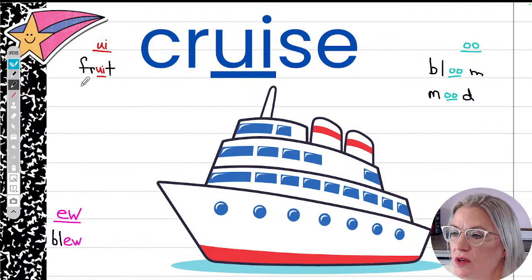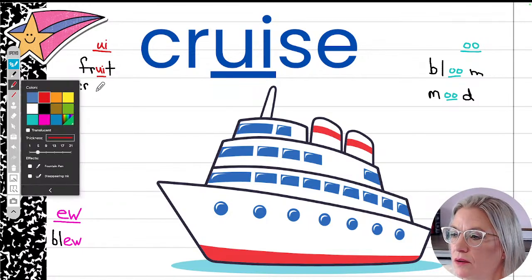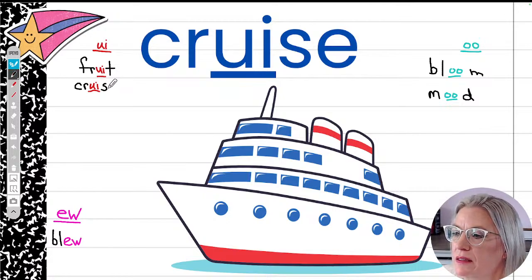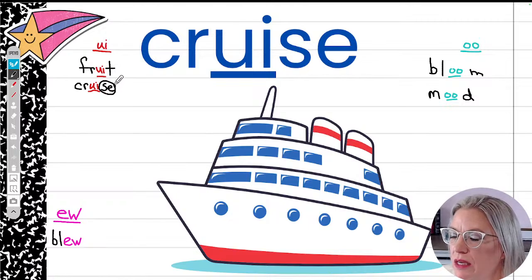Say each sound as you go. K, r, switch to your UI color. And you don't have to use the same colors I do. Ooh. Underline that ooh. And then Z, holding that Z sound as I write both letters. Just a reminder that it gets 2 letters for that sound, and then group those 2 together.